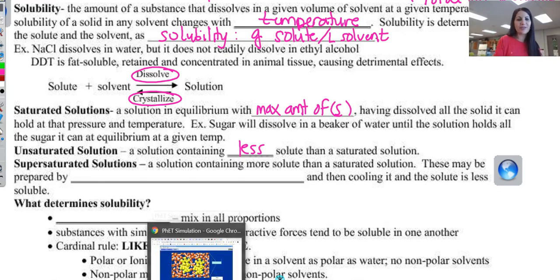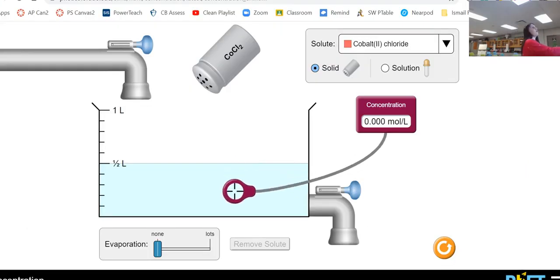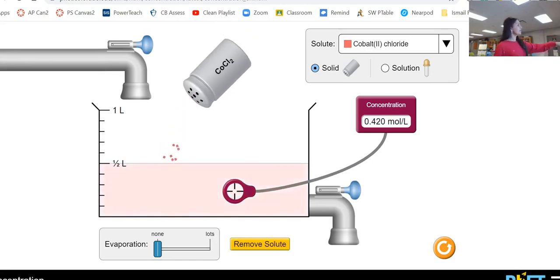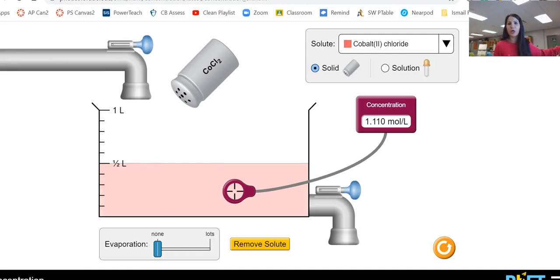Okay, so let me take you to the simulation here real quick. What I have here is some cobalt chloride, and this is just water right now. I'm just going to drop some cobalt chloride in. And what we're going to see is that the color is light at first, okay? As I increase the concentration, it's at 0.49 right now, I know that as I increase my concentration, my color is getting darker. It's getting to be a deeper and deeper pink, okay?